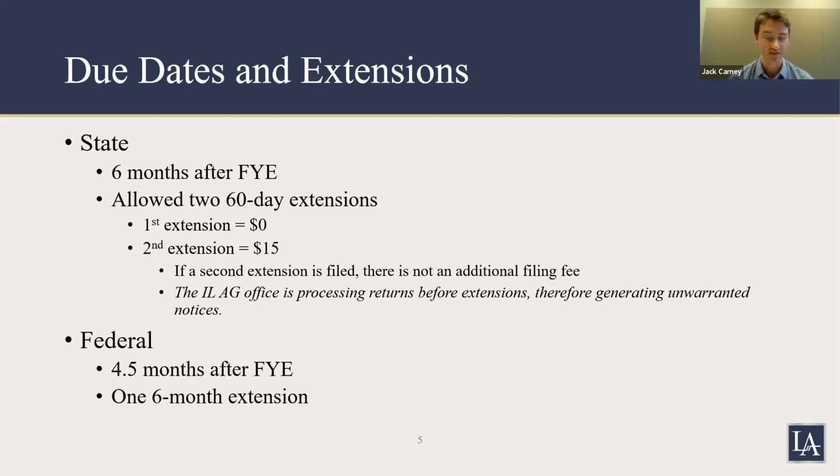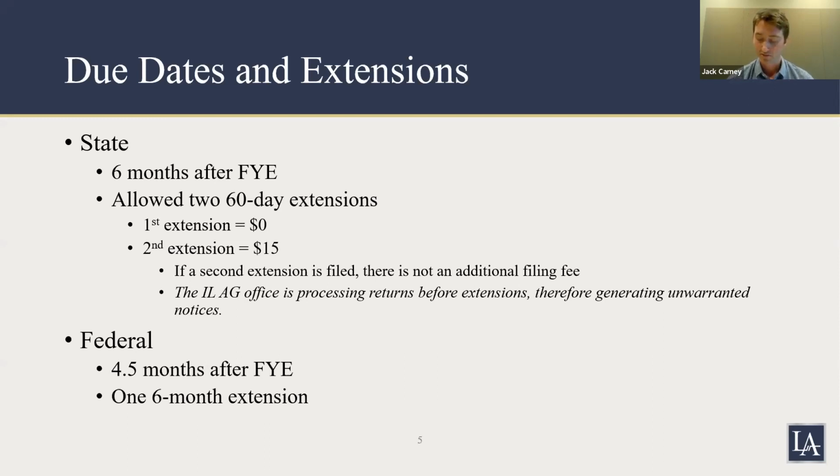On the federal side of things, the return is due 4.5 months after the fiscal year end, and you're granted 1 6-month extension. I'd like to just visualize this real quick because the due dates can get very tricky with different fiscal year ends and due dates and things of that nature. So let's take, for example, a December 31st year end. The federal return is going to be due on May 15th, or the extension is due May 15th. Let's say extension is filed. That is a 6-month extension, meaning that will be due on November 15th.